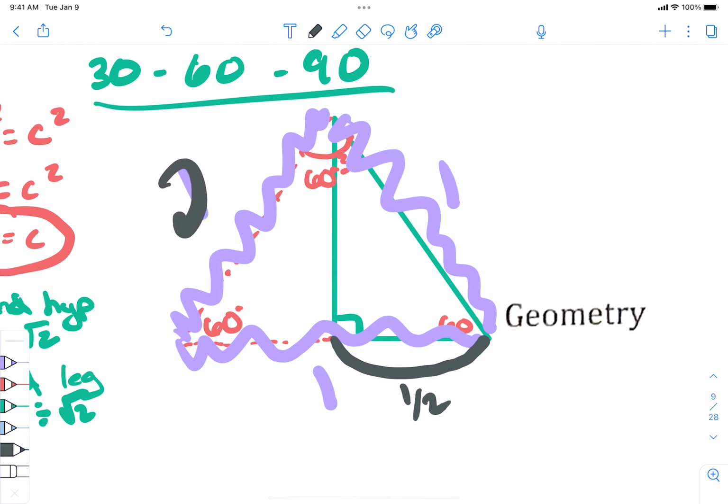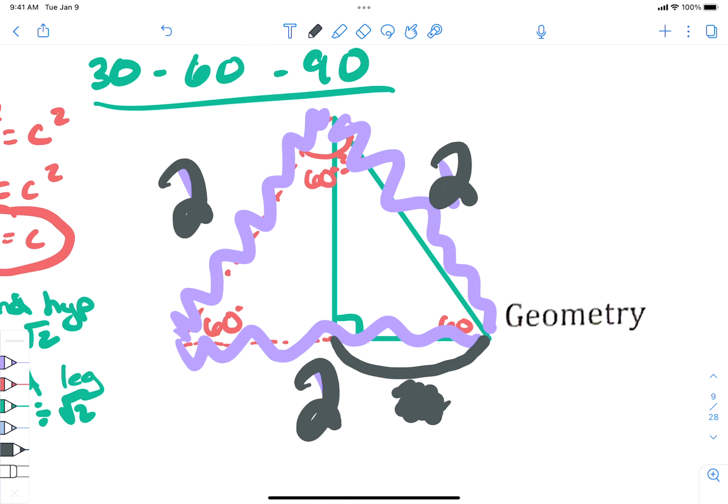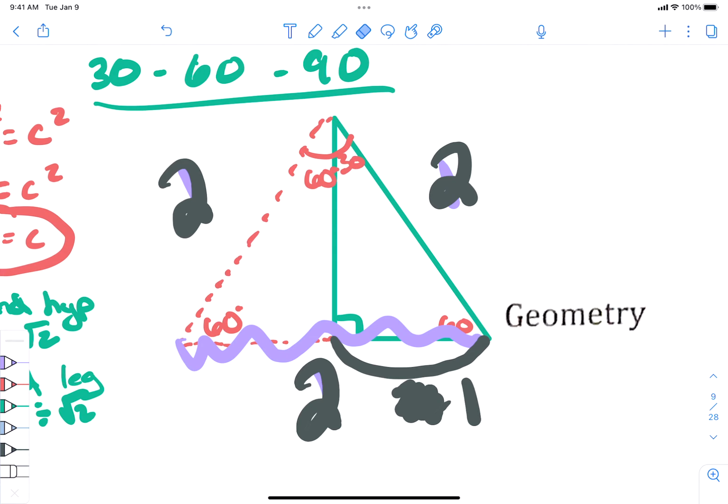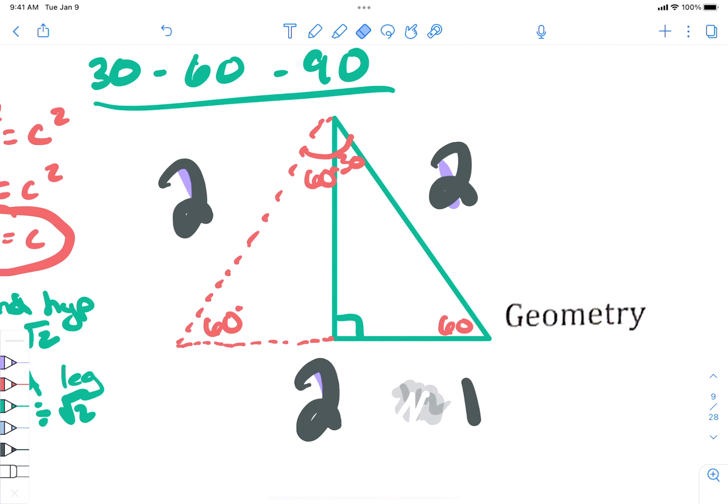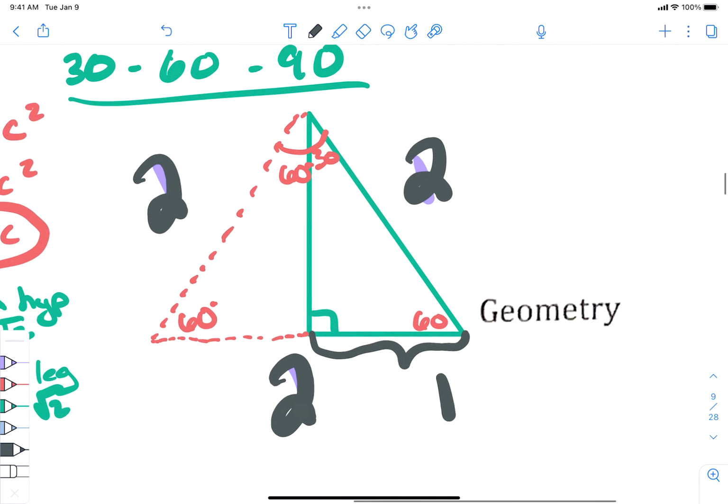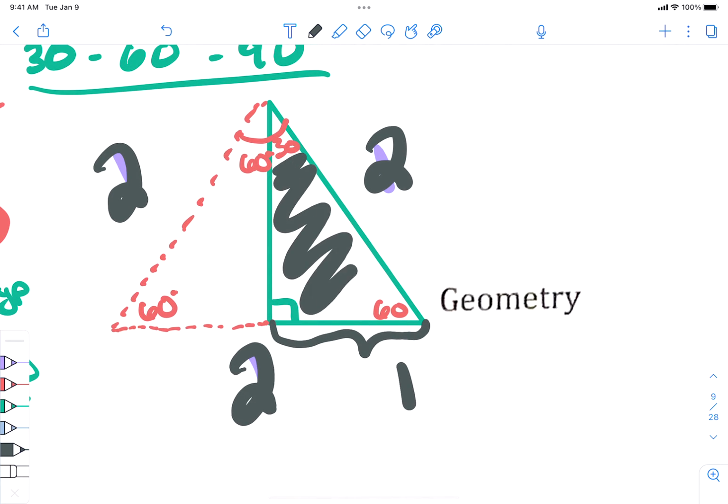So what we're going to do is call each one of these sides 2, and 2, and 2. And so this bottom side right here is 1. You can write that down now. So each one of those big sides is going to be 2, and then this bottom side of the green one is going to be 1.